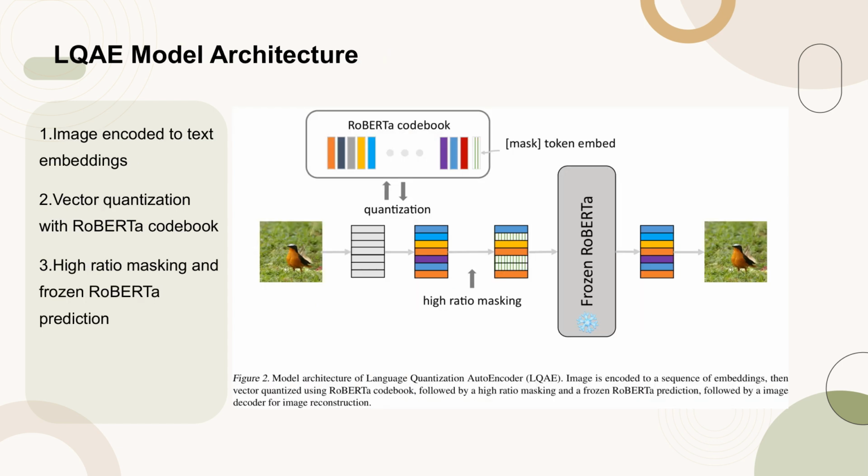Figure 2 illustrates the architecture of LQAE. The process begins with encoding an image into a sequence of embeddings. These embeddings are then vector quantized using a codebook derived from RoBERTa, a pre-trained language model. Following this, a high ratio of the embeddings are masked and passed through a frozen RoBERTa model for prediction. The predicted embeddings are subsequently used by an image decoder to reconstruct the original image. This architecture allows LQAE to align images with text tokens without the need for paired text-image data, leveraging the capabilities of large language models for image tasks.